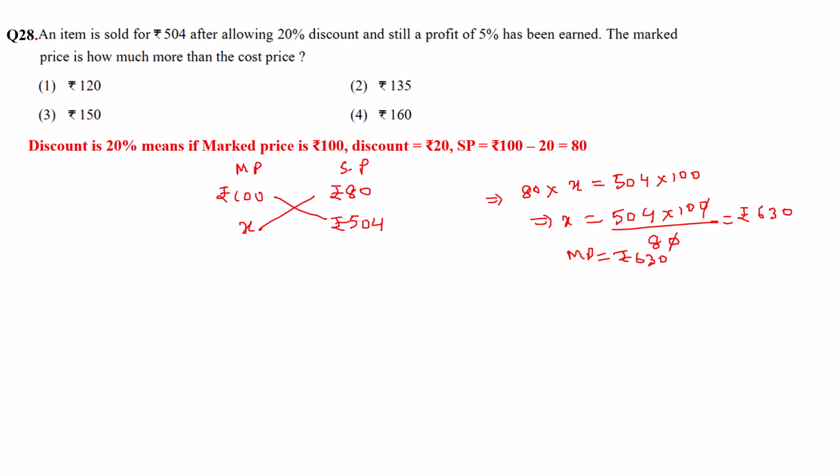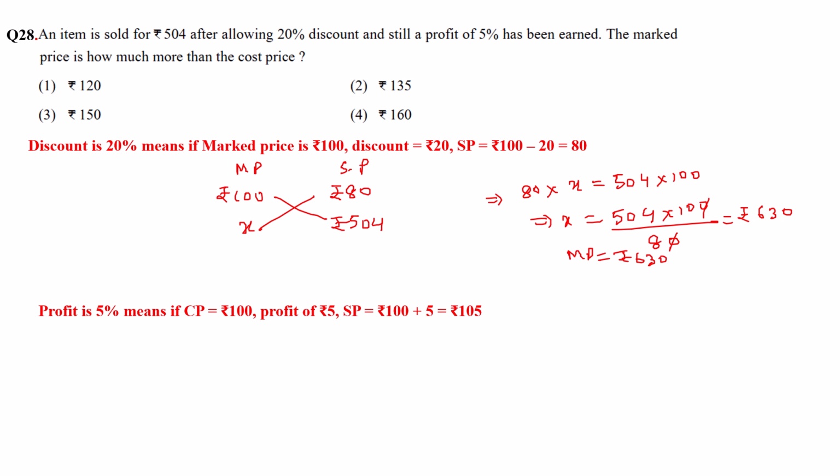So again, profit of 5% means if cost price is 100 rupees, there will be a profit of 5 rupees. So selling price will be 100 plus 5, which is 105 rupees. See, profit percent we always calculate on cost price. So percent means out of 100. So when cost price is 100 rupees, you will get a profit of 5 rupees, means you have a gain. So selling price will be 5 rupees extra than the cost price. So it is 105 rupees.